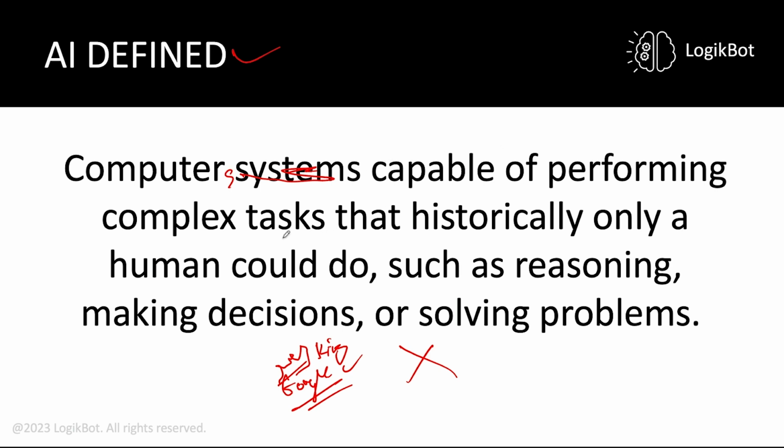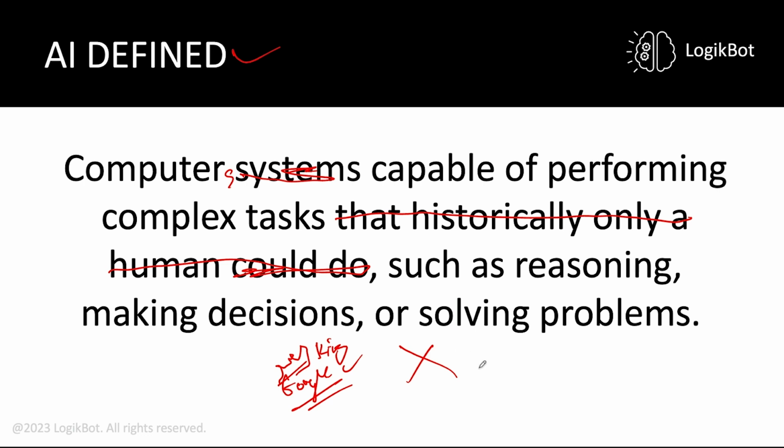So, computers capable of performing complex tasks. That sounds pretty good. That historically only humans could do. Yeah, well, we know that. That's verbose. We don't need it. Computer systems capable of performing tasks such as reasoning, making decisions or solving problems. All right, that sounds pretty good.